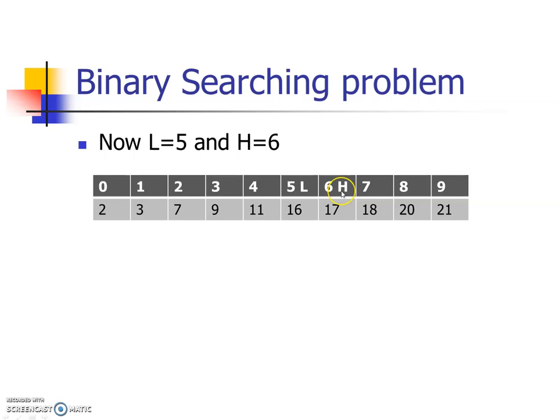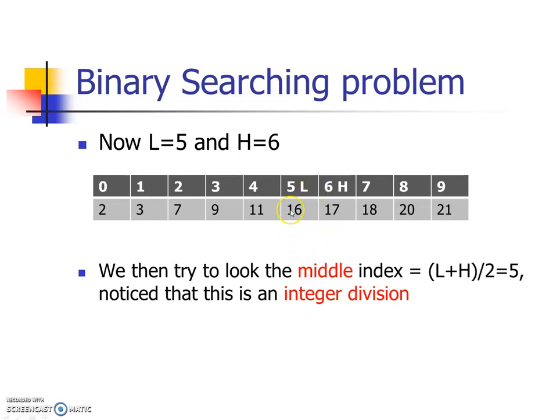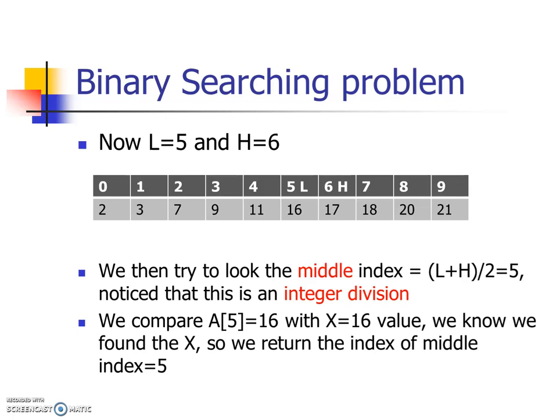When we're doing that, finding the middle index between 5 and 6 is 5 plus 6 divided by 2, which equals 5. So we will understand that 16 is equal to 16, and we hit our third case scenario, so we can report an index of 5.